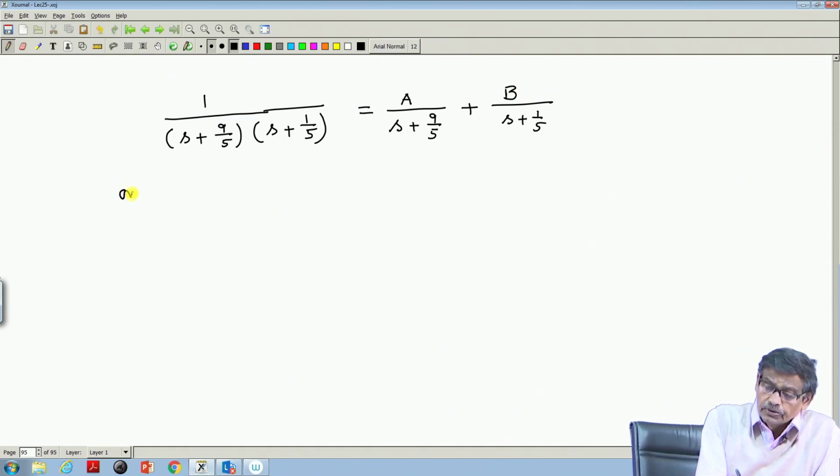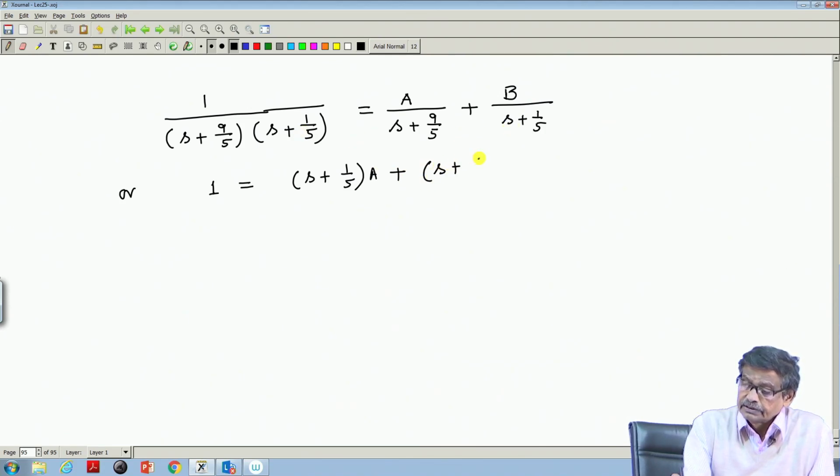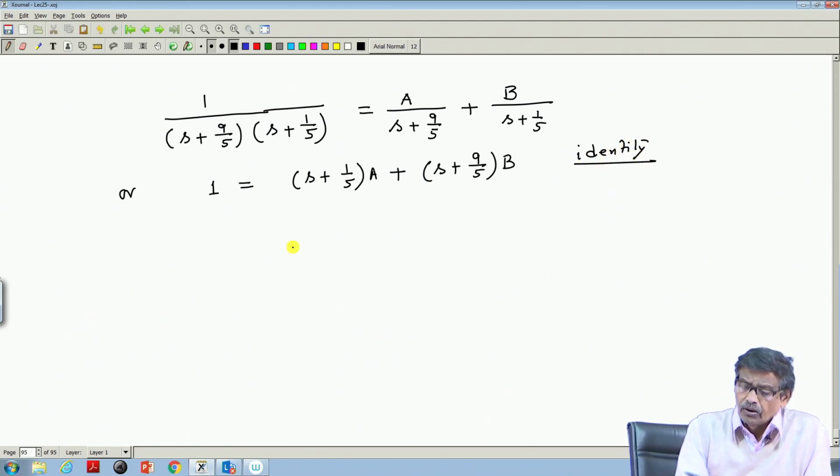What you do is this, you multiply both sides with S plus 9 by 5 into S plus 1 by 5, so that it will become 1 on the left hand side. On the right hand side, you will have S plus 1 by 5 into A, and S plus 9 by 5 goes for the second term into B. Multiply both sides, then this is true, this is an identity, mind you, true for all values of S.